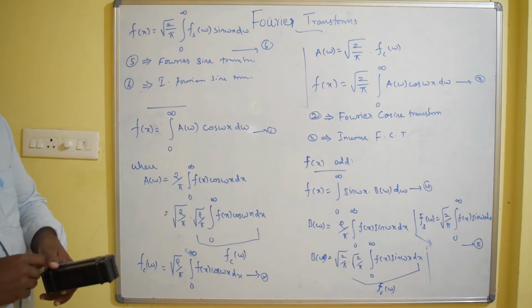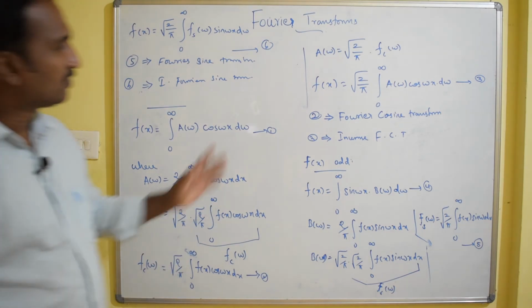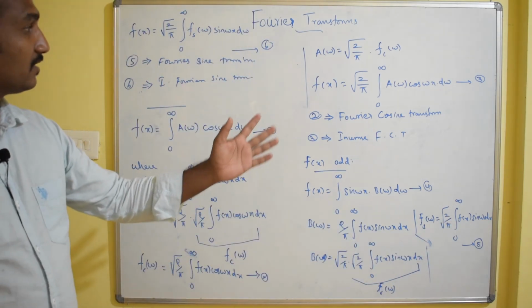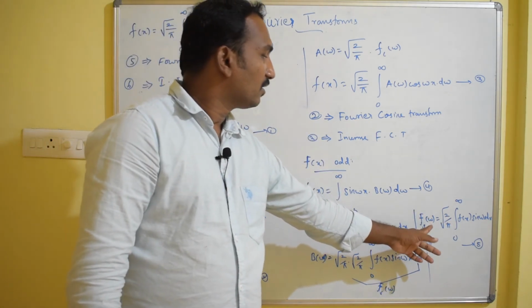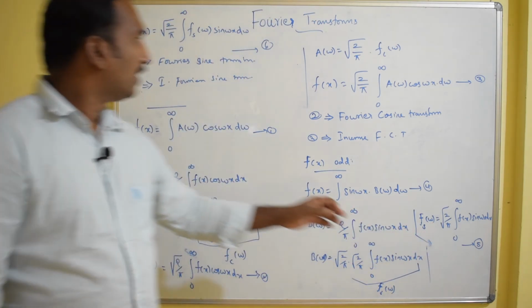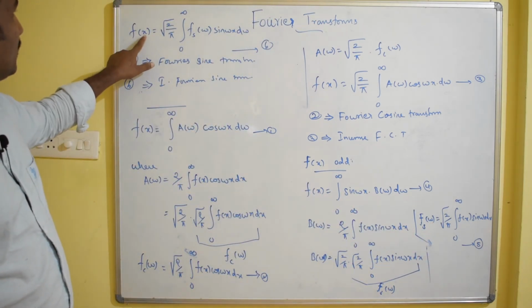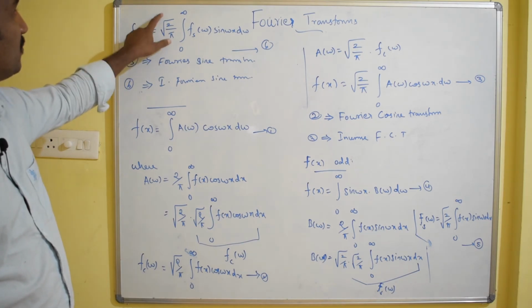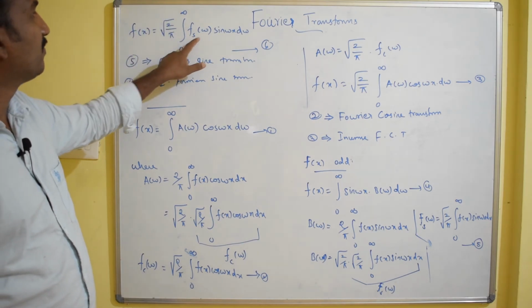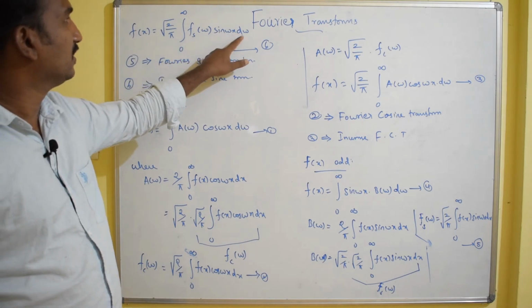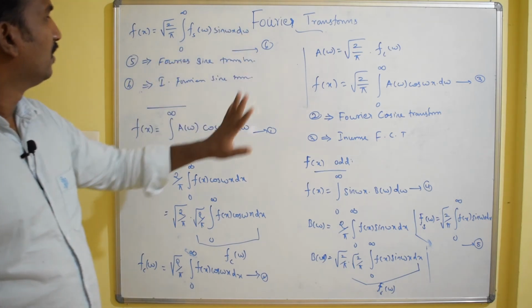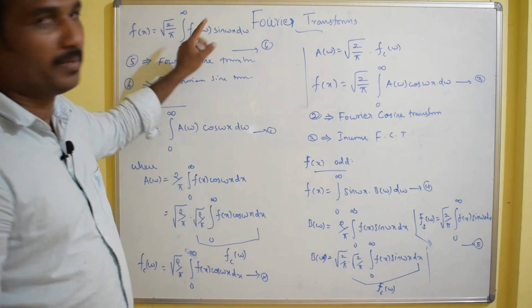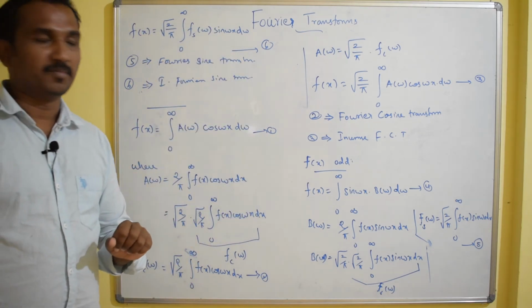So what is the transform here? The function of x is transformed into omega. That is, f of x is equal to root of 2 by pi integral 0 to infinity F s of omega sine omega x d omega. So x is transformed into omega. So this is the transformation.